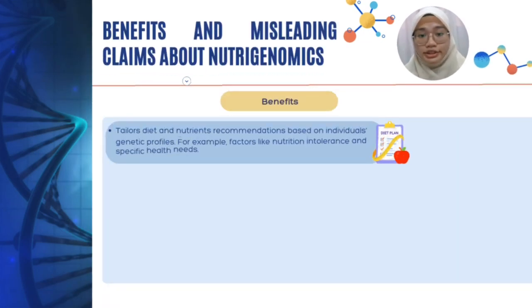For the benefits of nutrigenomics, first, nutrigenomics can tailor diet and nutrient recommendations based on individuals' genetic profiles, for example, factors like nutrient intolerance and specific health needs.